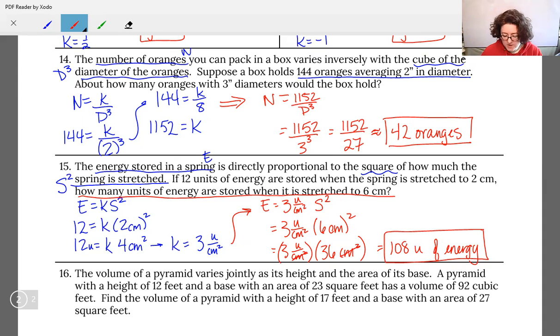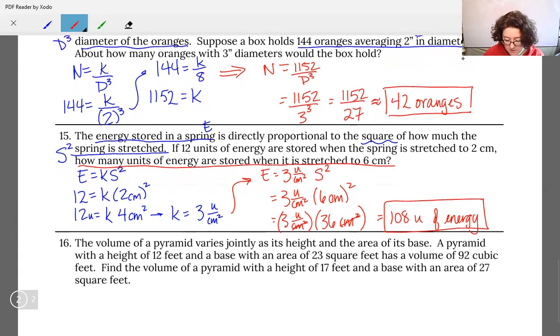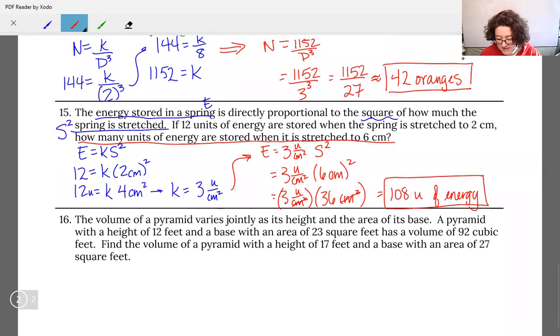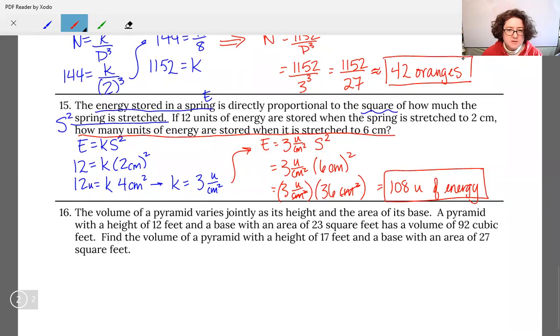Okay, last problem should look familiar. The volume of a pyramid varies jointly as its height and the area of its base. So let's write that equation out and see how it compares to what you may have used in geometry. So the volume of a pyramid, let's go volume, varies jointly as the height and the area of the base. And in geometry, we used a big B for that, so that's what I'm going to use here. And so we need to solve for the K value.